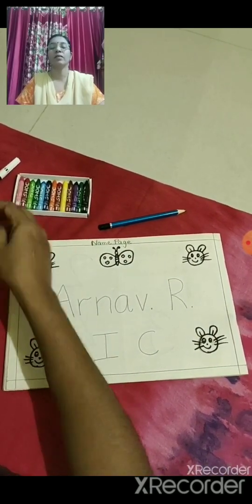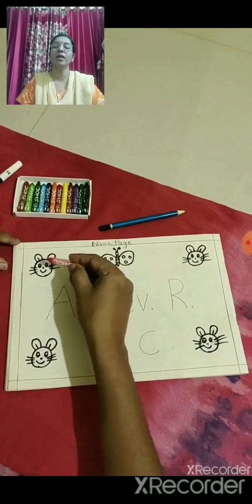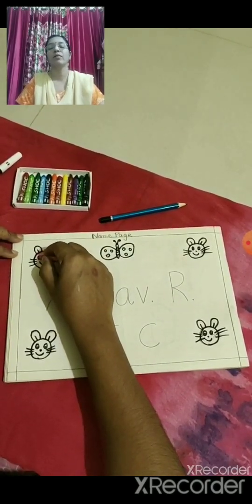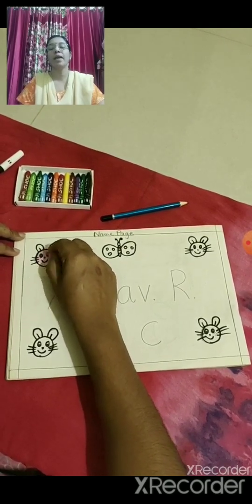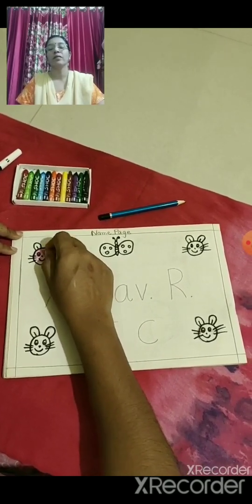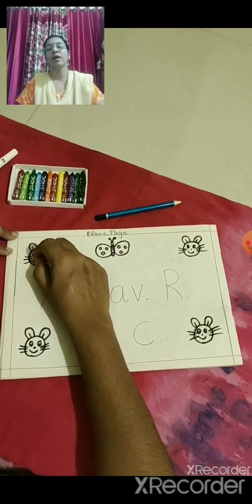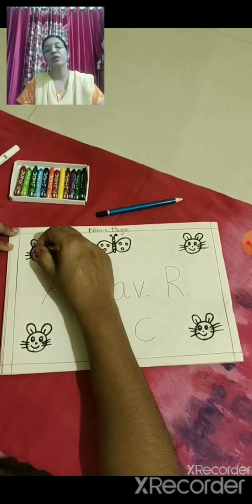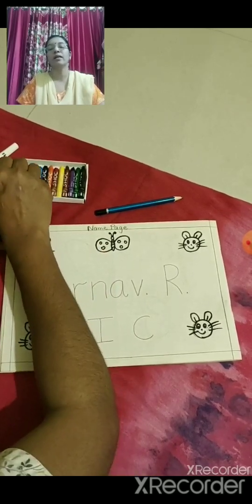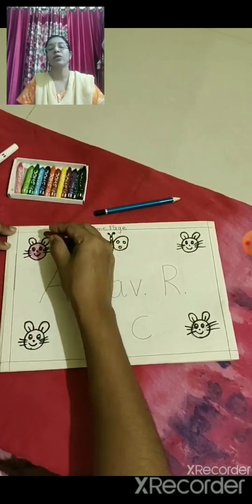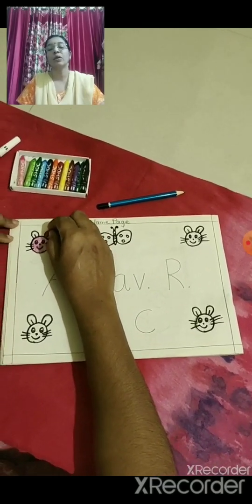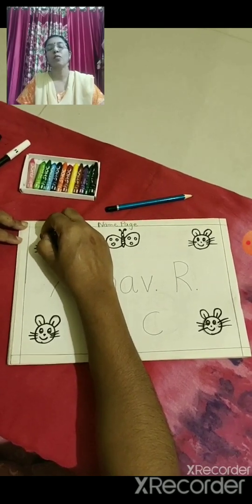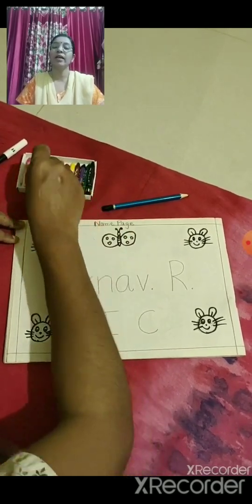Now after this you are going to color the bunny rabbits. I'm going to give pink color here. For the face I am going to give the pink color. So if you are giving pink color to the face, then for the ears you are going to give a different color, dark color. So for the ears I am going to give red color. So pink and red combination. The combination should be light and dark.